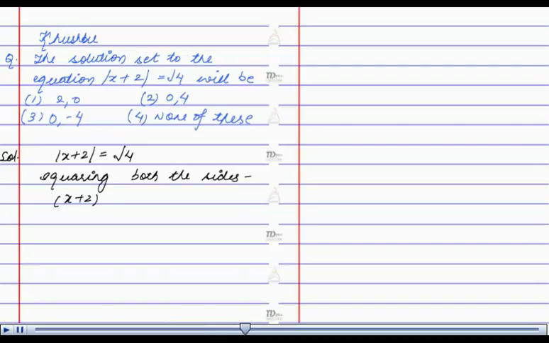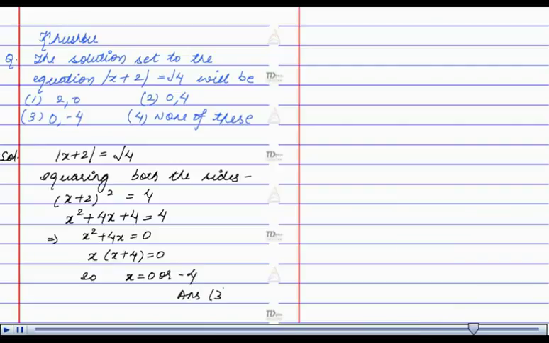x plus 2 whole square is equal to 4, or x square plus 4x plus 4 is equal to 4, which implies that x square plus 4x is equal to 0. That is, x into x plus 4 is equal to 0. So, x is equal to 0 or minus 4, and hence the correct answer is option number 3.